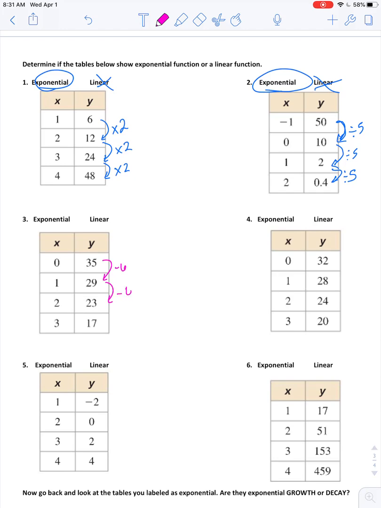So let's see here. I've got 35 and 29? I could subtract 6. And does that still work? 29 minus 6 does get me 23, minus 6, yep, that gets me 17. So since I'm adding or subtracting the same thing every time, it's not going to be exponential. It must be linear because I'm adding or subtracting.